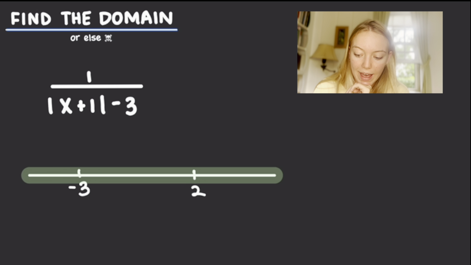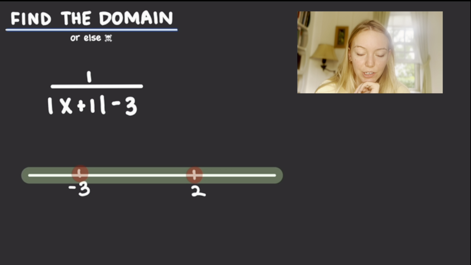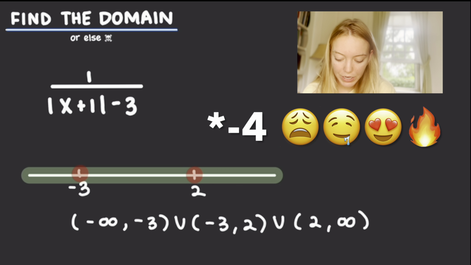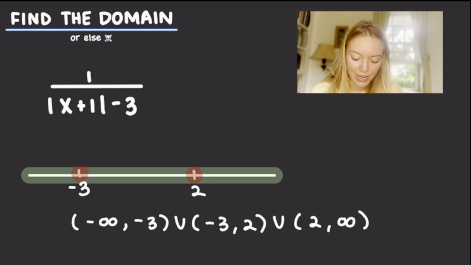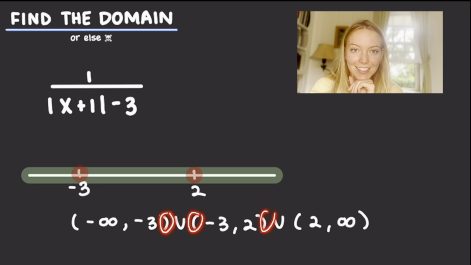This function could be any number except for -4 and 2. So your answer for the domain is going to be -infinity to -4, then -4 to 2, and then 2 to infinity, not including -4 and 2. So again, parentheses instead of brackets.